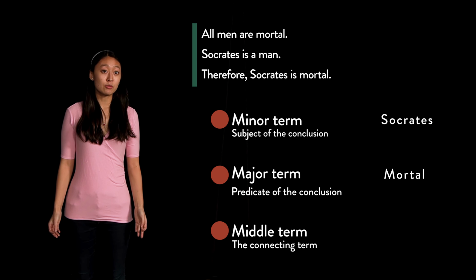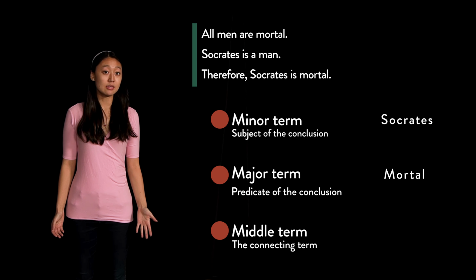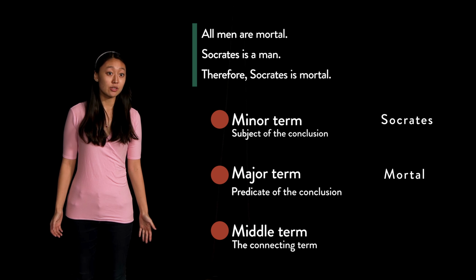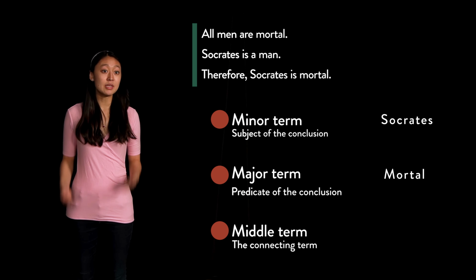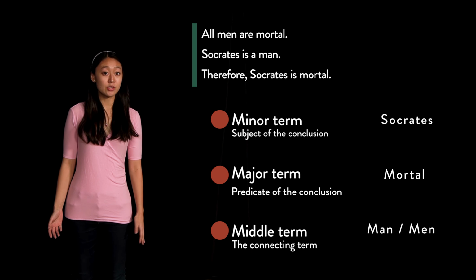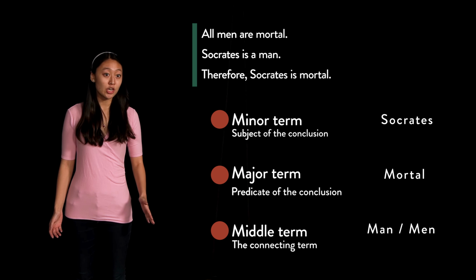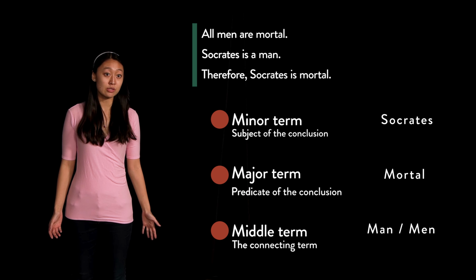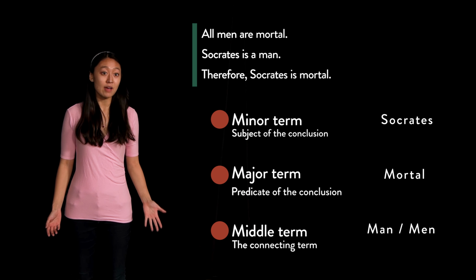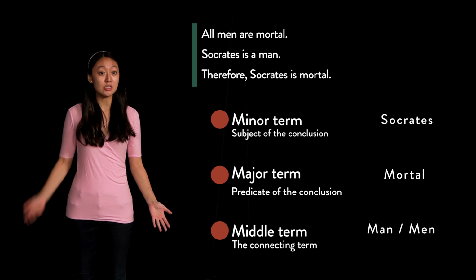Finally is the middle term, which is the shared term that connects the two premises and enables us to draw the conclusion. In the above example, the middle term is man. The middle term is the term that does the bulk of the inferential work of the syllogism. If the middle term is not shared between the two premises in the above syllogism, then the argument would not produce any valid conclusion relating the minor term to the major term.